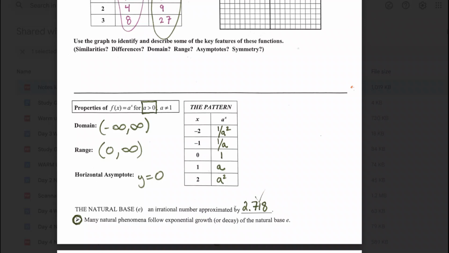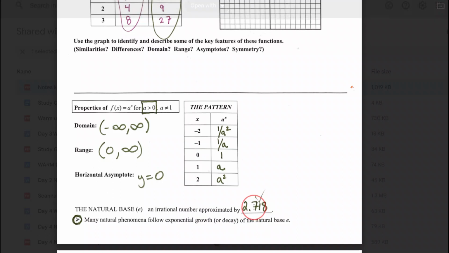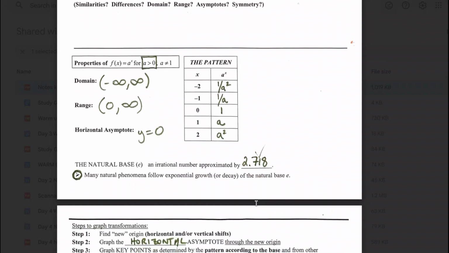When I have time, I can tell you how cool it is. There's a lot of natural phenomena that show that. For right now, just for right now, you do need to know that e is approximately 2.7, and we'll talk about that in a moment.